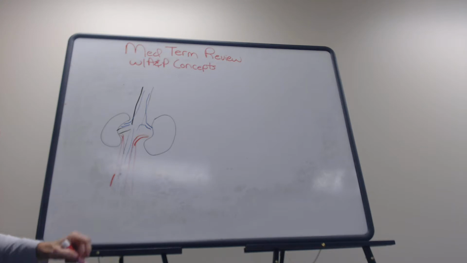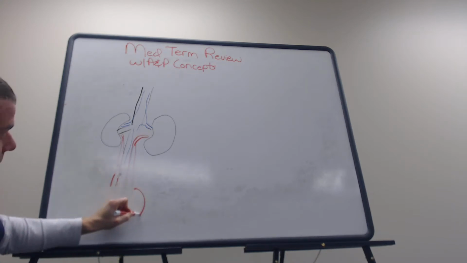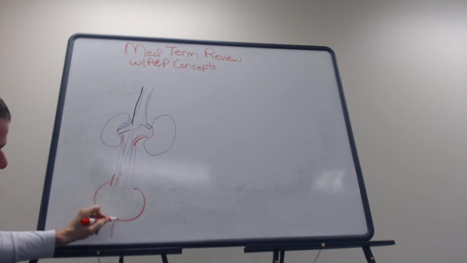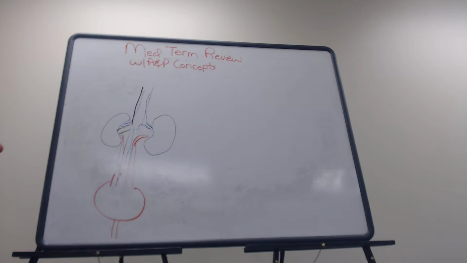Now, leaving the kidneys after the blood has been filtered, we have the two ureters. Ureters lead to the muscular bag known as the renal bladder or the bladder, and then the tube that leaves the bladder is the urethra. Now, the kidneys are going to be made up of millions upon millions of microscopic filtering units called nephrons.